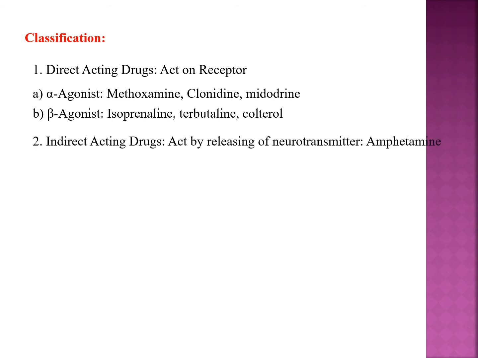The second type is indirect acting drugs. These drugs act by releasing the neurotransmitter. An example is amphetamine. And the third one is mixed acting drugs. These drugs act on the receptor as well as by releasing the neurotransmitters. An example is ephedrine.